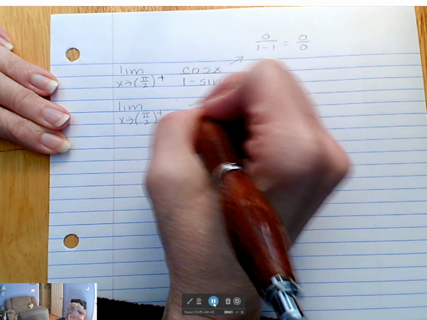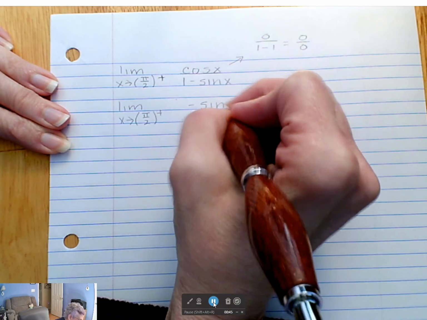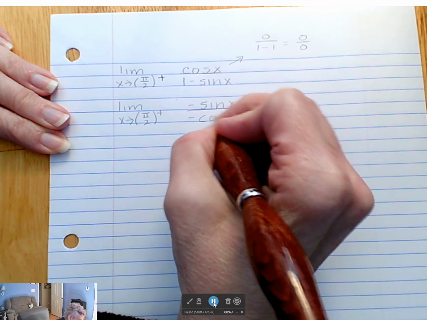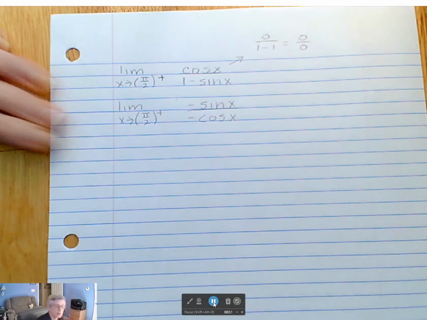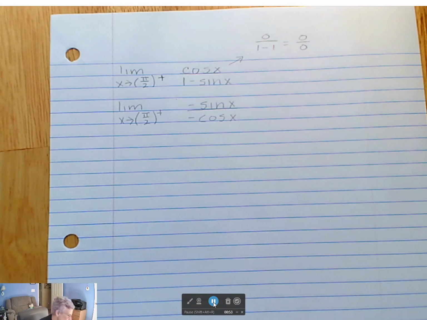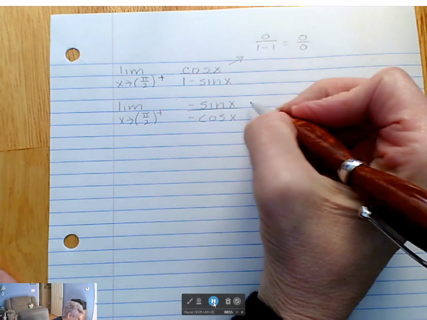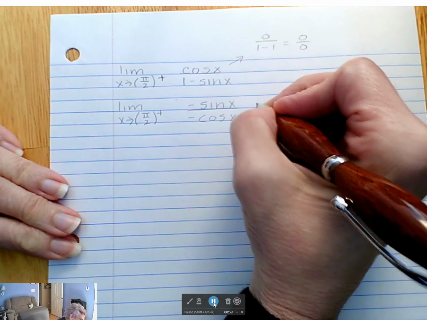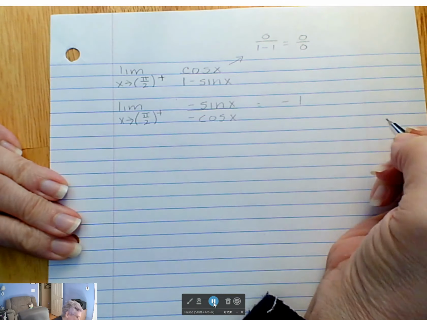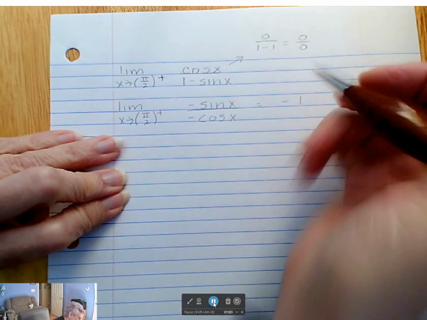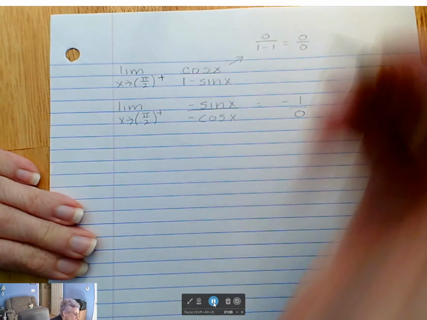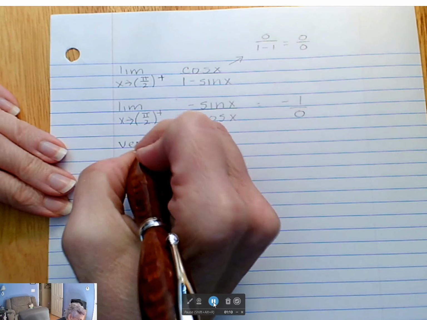Derivative of cosine is negative sine. Derivative of sine is cosine. So now I have the numerator, I can just plug pi halves in. That gives me negative 1. Cosine is going to be 0. So I know that this is a vertical asymptote.